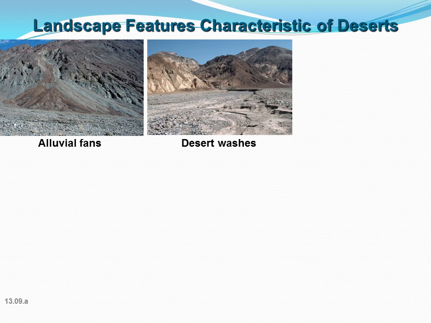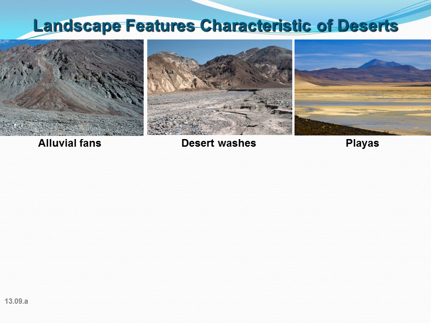Desert washes. Normally dry, these washes can fill rapidly with water during a rainstorm. This image is of the Mojave Desert. But this is where flash floods occur for the most part. So you want to be sure that you're not in a wash if we've had any rain recently.